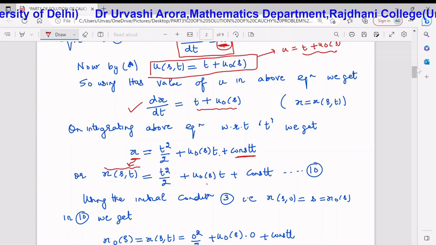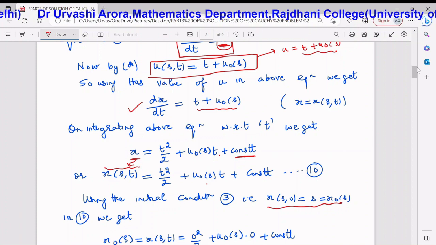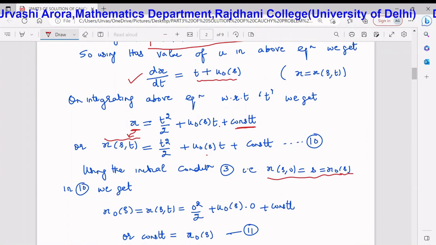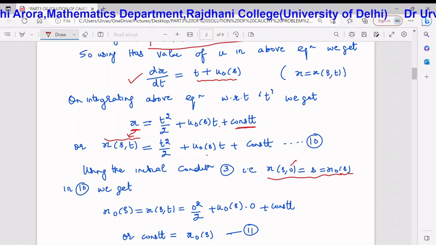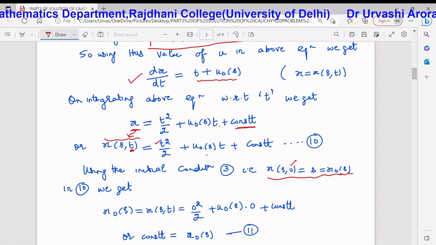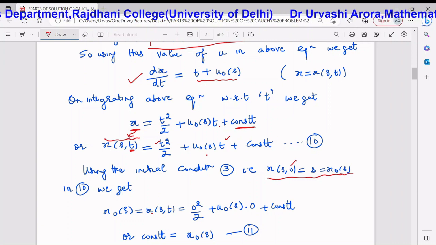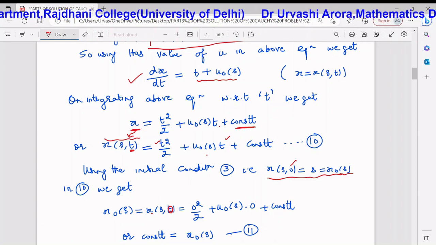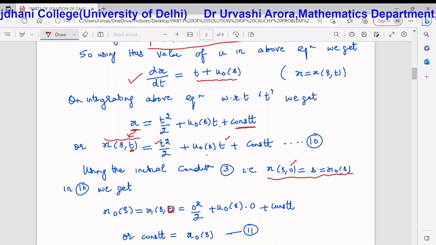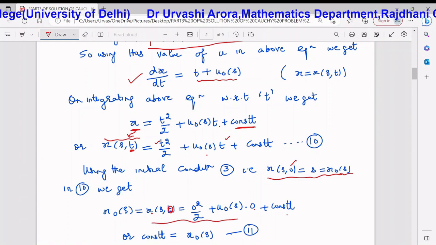We mark this as 10, and now using the initial condition 3, which was x(s,0) is equal to x naught s, this was given in the question. For using this initial condition, you have to put t as 0 wherever it comes. So x(s,0), which is the same as x naught s, is equal to 0 square by 2 plus u naught s into 0 plus a constant, and now you do not need these mid expressions.